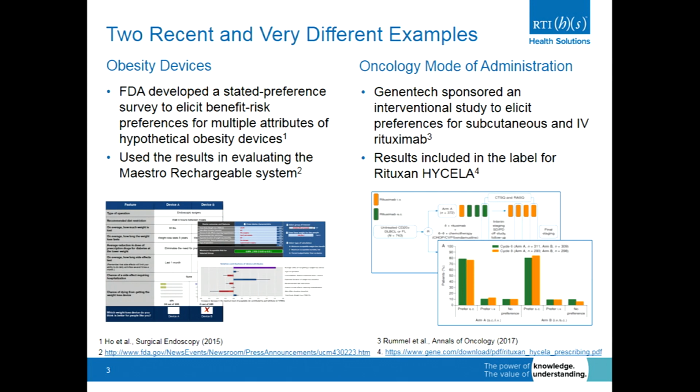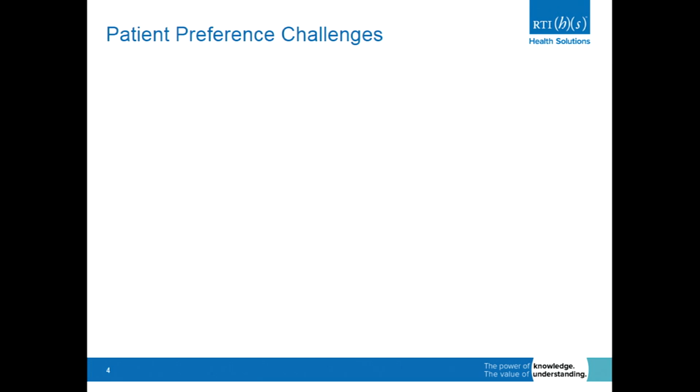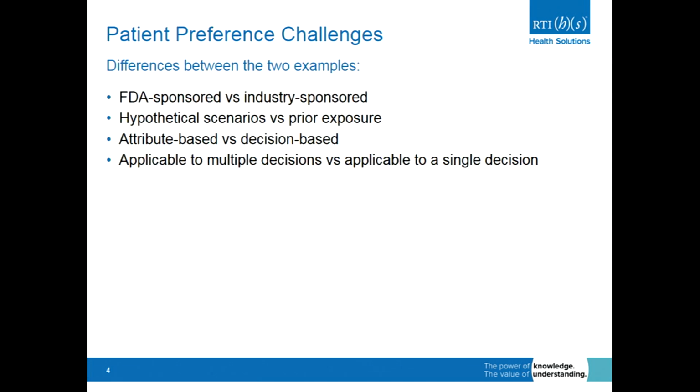So these are two very different examples. They're both patient preferences, but they use different methods. They were both used for different purposes. The obesity study was sponsored by FDA. The Rituxan study was funded by an industry sponsor.